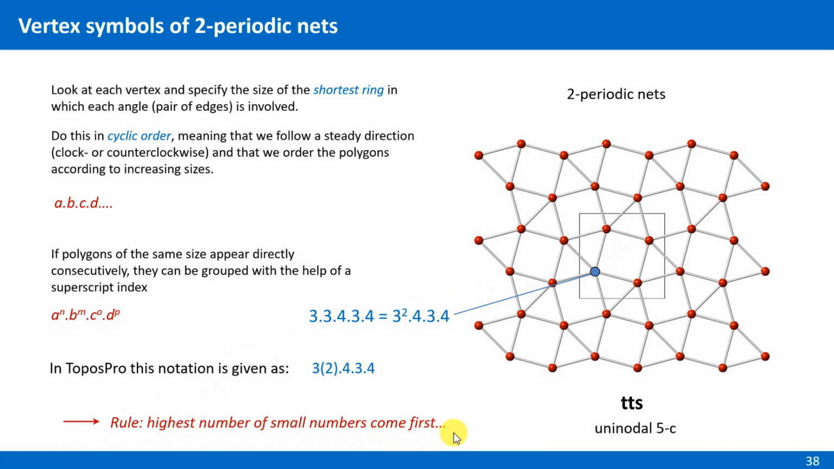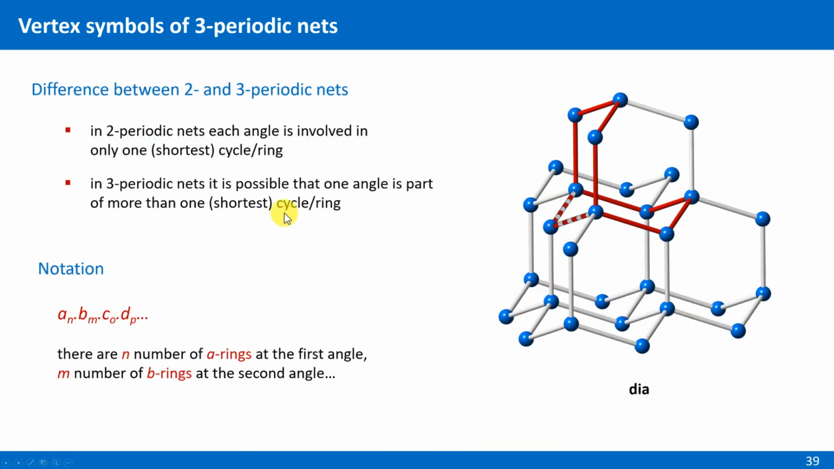Now let's turn to 3 periodic nets. There are two interesting differences between 2 and 3 periodic nets. First, in 2 periodic nets, each angle is involved in only one shortest cycle or ring. In 3 periodic nets, it is possible that one angle is part of more than one shortest cycle or ring.